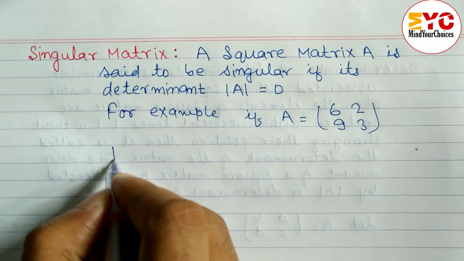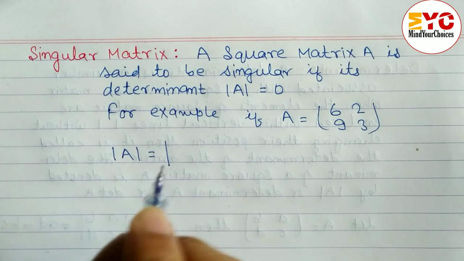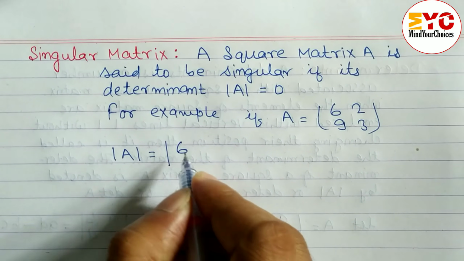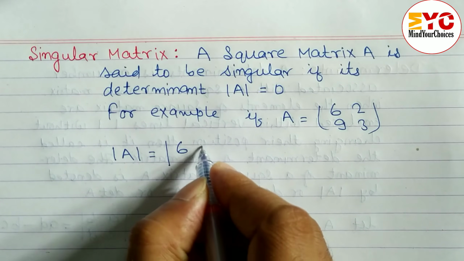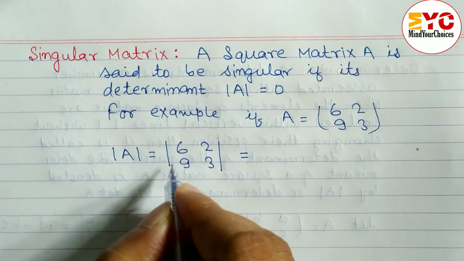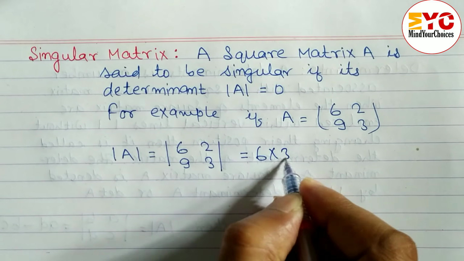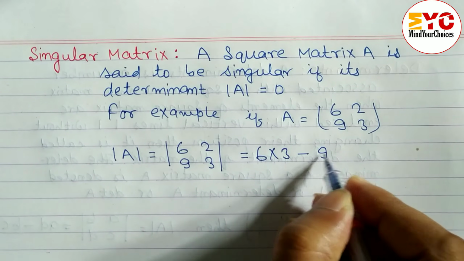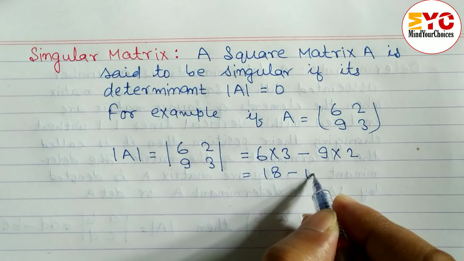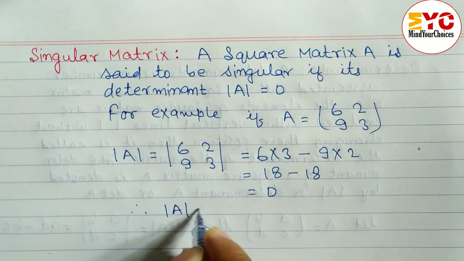So A is equal to this. First of all, we find the determinant. We write each and every element without changing their places, inside parallel vertical lines: 6, 2, 9, 3. Now find the determinant. First we multiply the main diagonal, 6 into 3, minus 9 into 2. 6 into 3 is 18, minus 9 into 2, 18, is equal to 0. Therefore, determinant A is equal to 0.